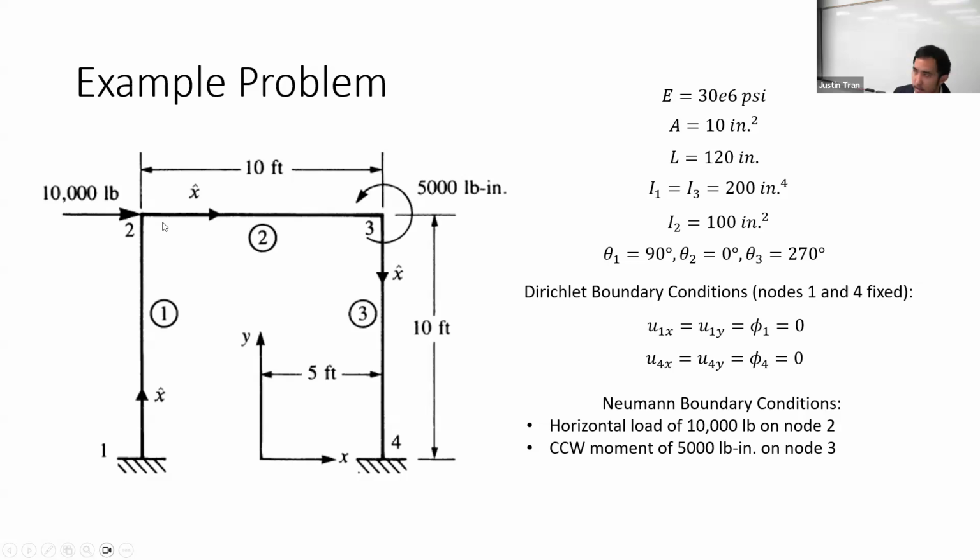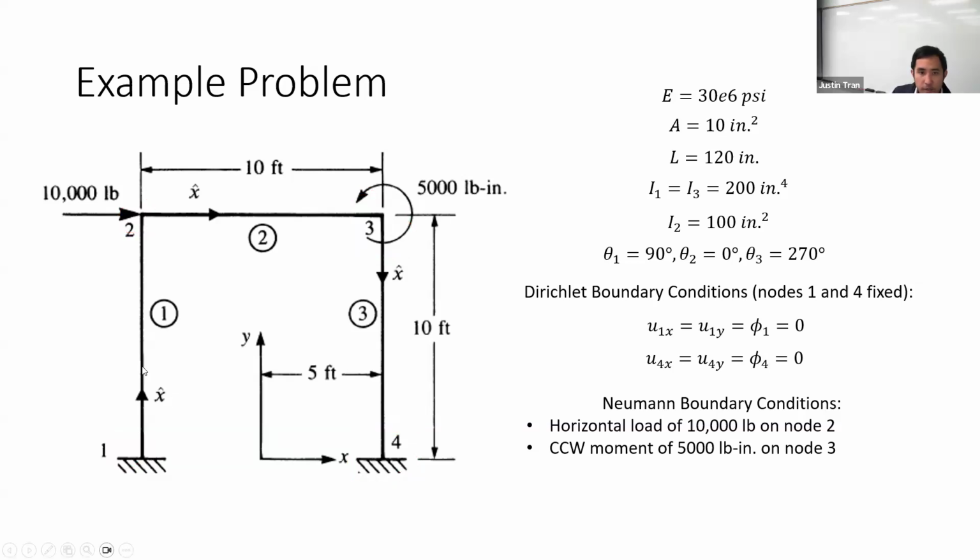I believe it was maybe last Thursday or last Tuesday. I don't remember. But essentially we have a 3-element frame here. So we have 1 element, 2 element, 3 element. They're all arranged in kind of 90-degree angles from each other. And we have these forcing functions here. Essentially, we're going to write our code to solve for the deformations for node 2 and node 3, because node 1 and node 4 are fixed to the ground.